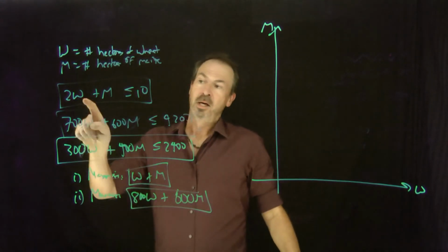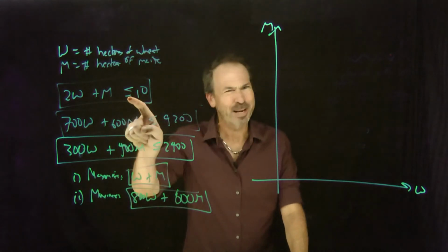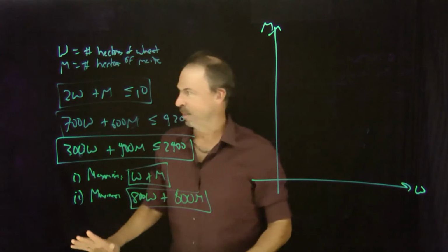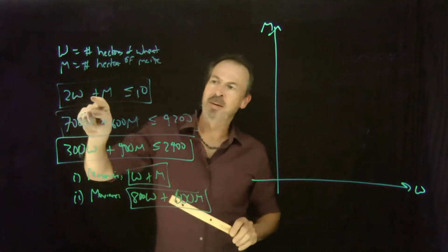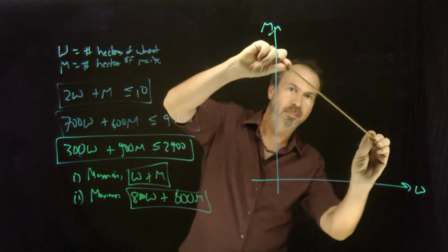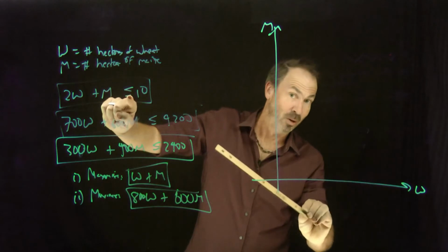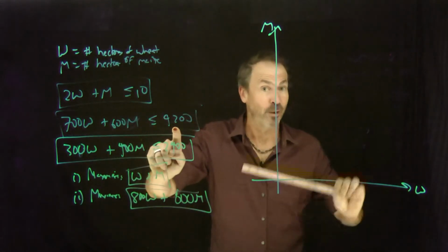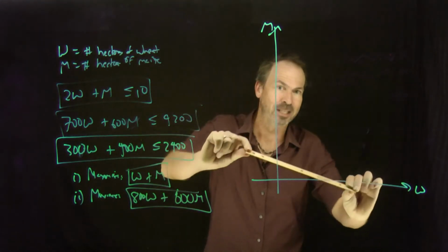First of all, 2w plus m is less than or equal to 10. If you remember, where's my ruler? Here's my ruler, over here. 2w plus m equals 10 will be some line, and less than or equal to 10 will be all the stuff below it, smaller. Aha! 700w plus 600m equals 4200 would be some line, and less than or equal to 4200 would be all the points below it.